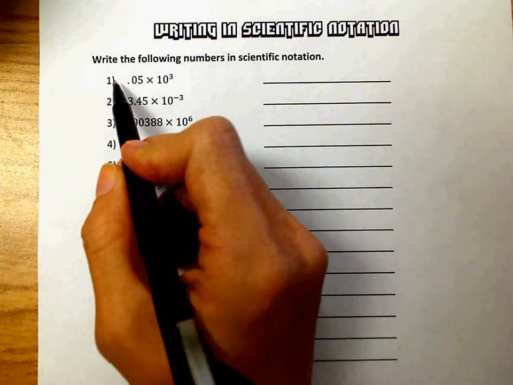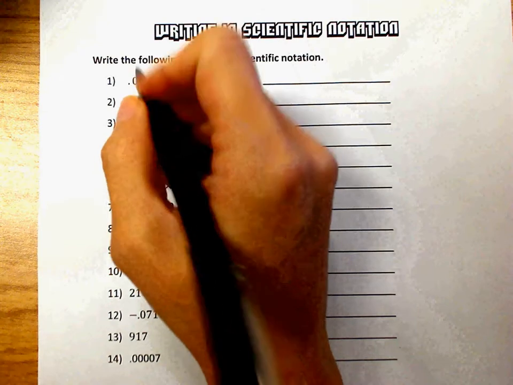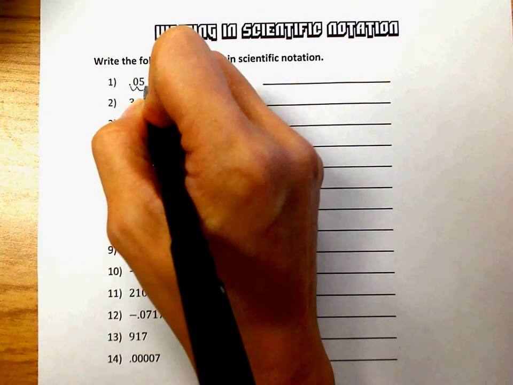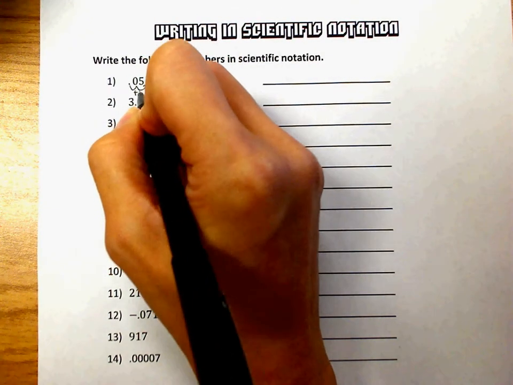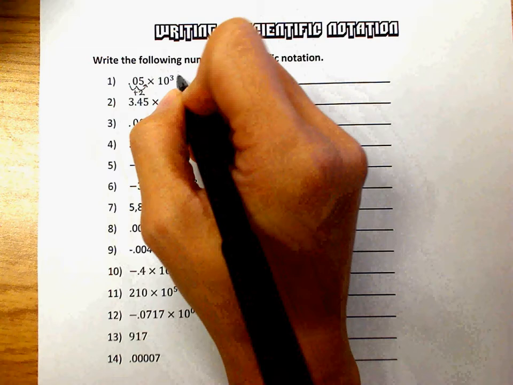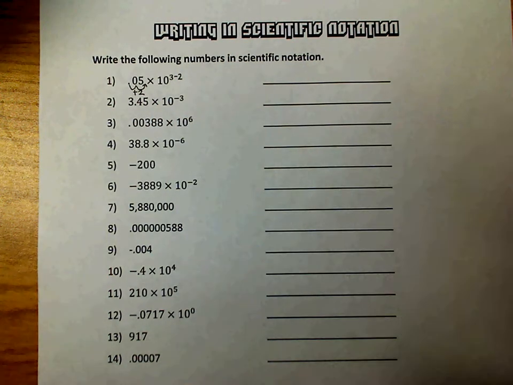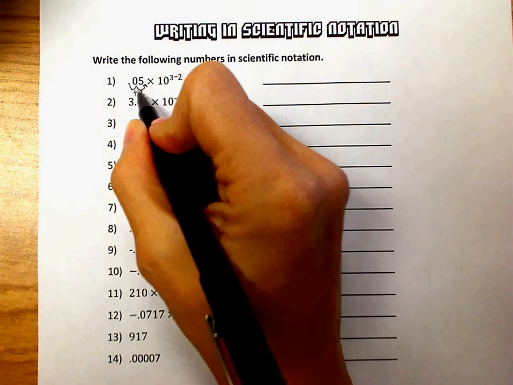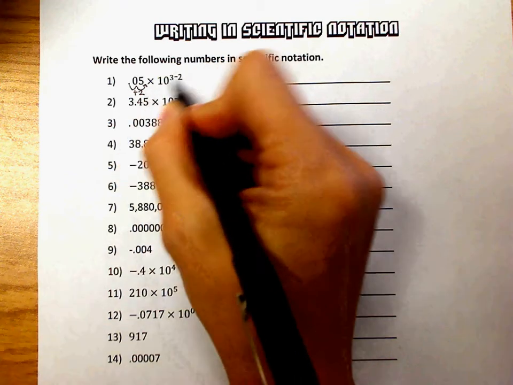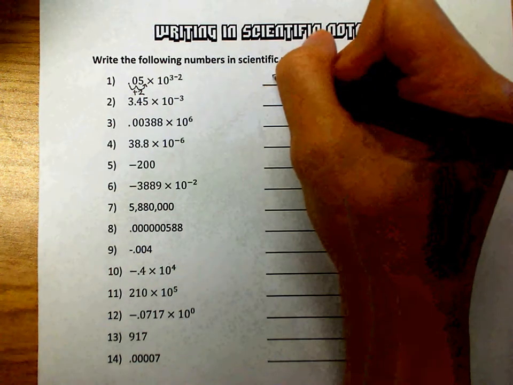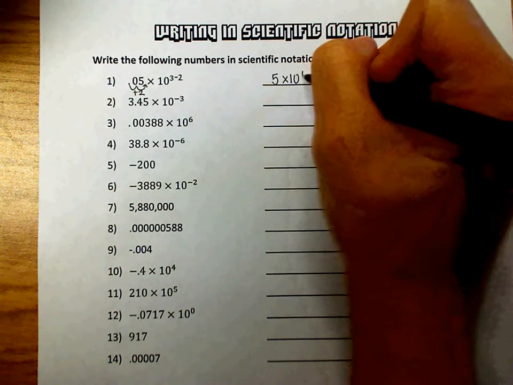So for example, number 1, this decimal needs to move 2 to the right. So when you move it 2 to the right, the number's getting bigger and bigger, but you've got to subtract 2 from the exponent to balance it back out. So this number here and this number here should be opposites of each other. So it becomes 5 times 10 to the first power.